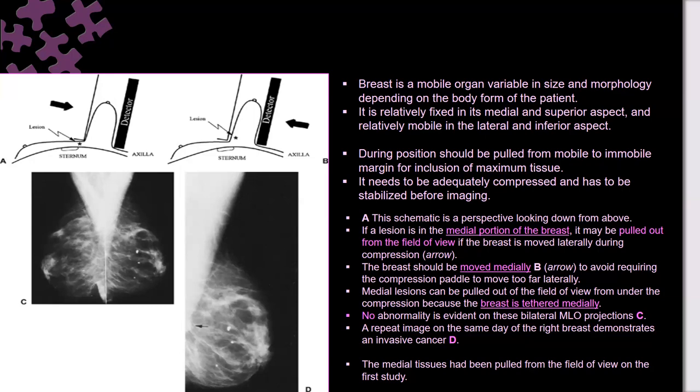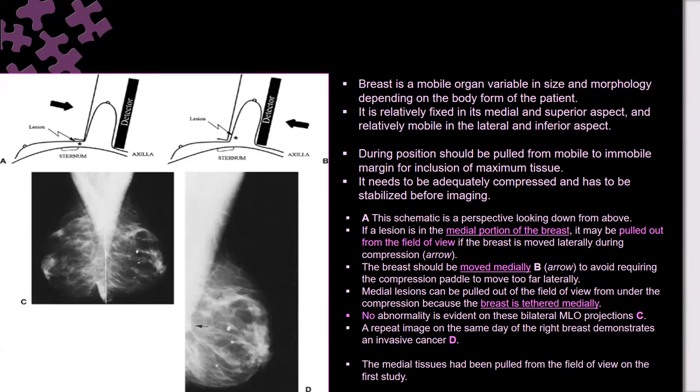As we mentioned before, the breast is a mobile structure, and its morphology and size are variable. It is a unique structure. It varies from one female to another. And it is fixed in the superior and medial part, and mobile inferiorly and laterally.